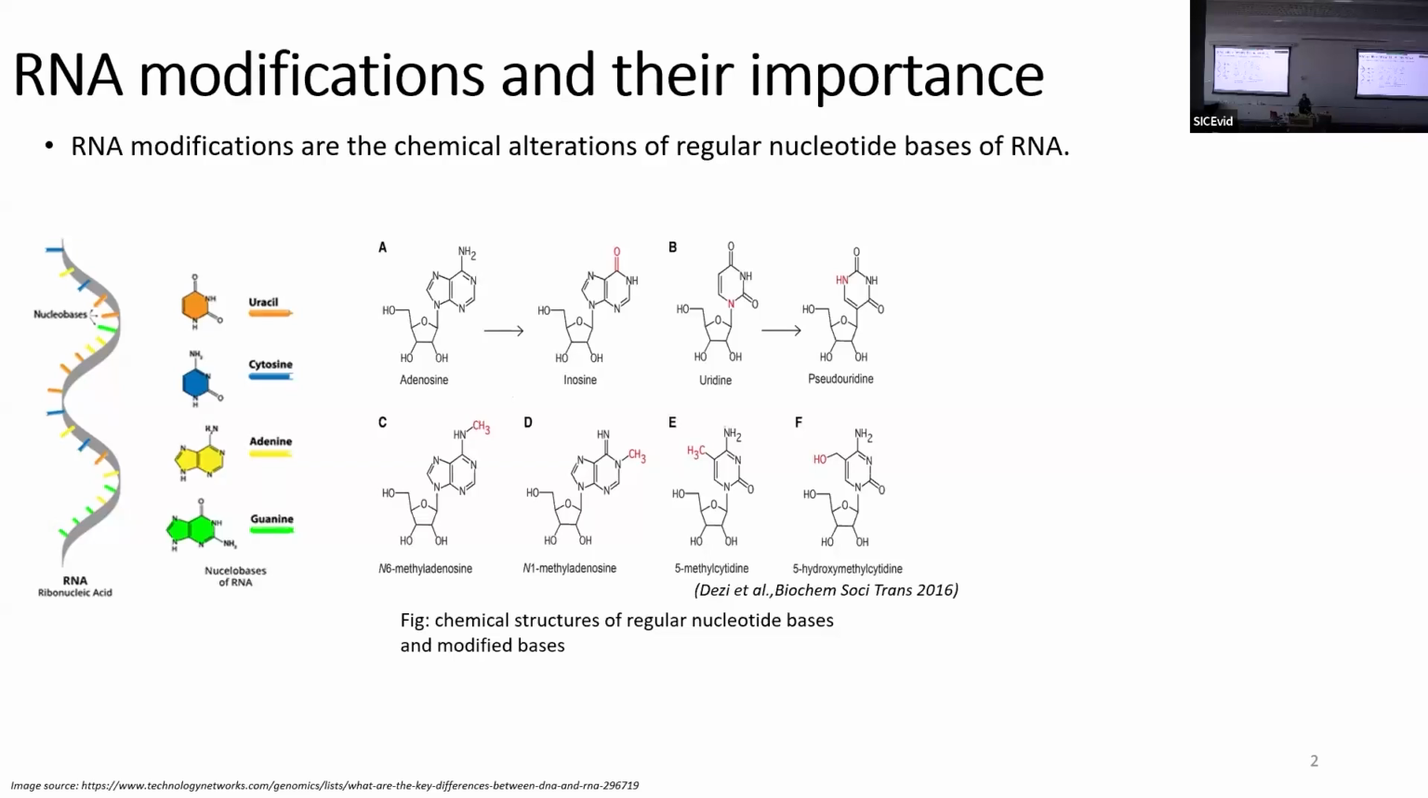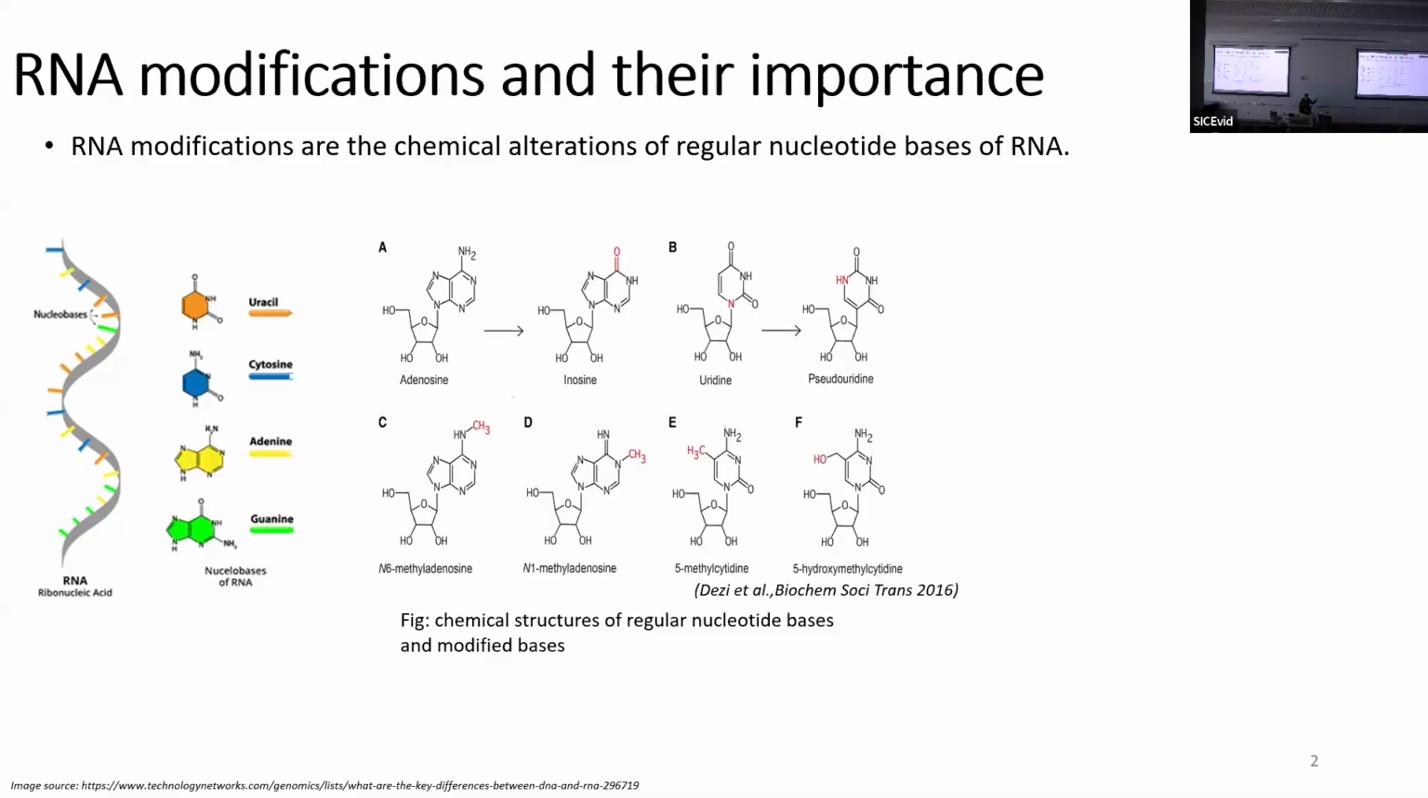For instance, adenosine, based on your textbook knowledge of high school, you can say that there is a change from adenosine to inosine. And I've marked in red color the change that has happened. So this happens in the cell with a class of enzymes called ADARs, and there are some colleagues right here in Bloomington who have been working on the ADAR family of enzymes which convert adenosine to inosine. Likewise, uridine can be converted into pseudouridine, which is simply a flipping of a double bond from one location to the other, and this is done in the cells using enzymes called pseudouridine synthase.